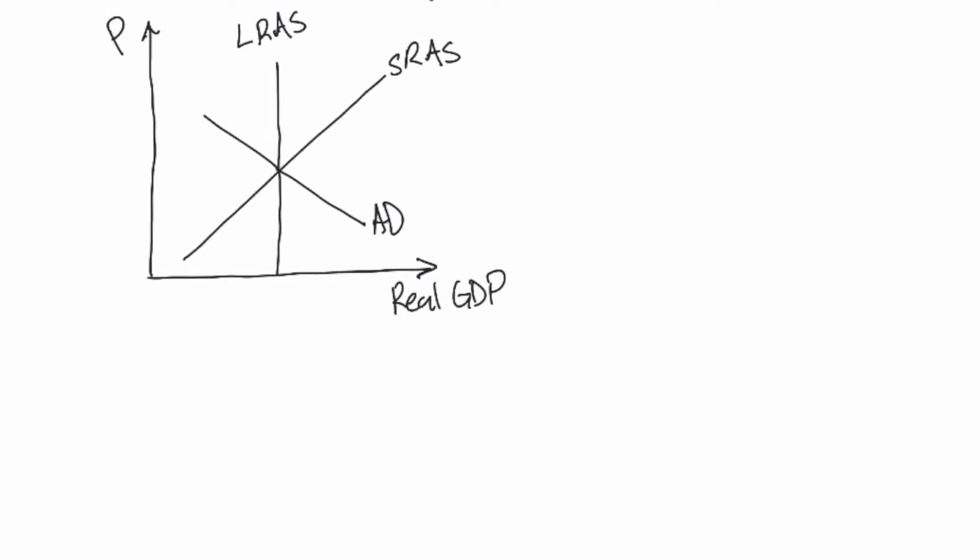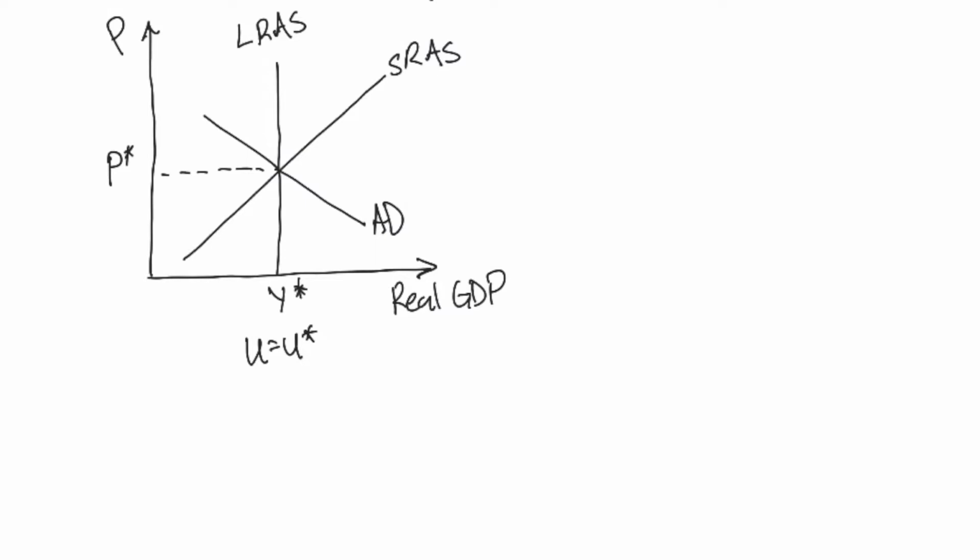Aggregate demand is downward sloping. The equilibrium price we're going to denote as P star, the equilibrium output Y star. Equilibrium output is where the unemployment rate is equal to the natural rate of unemployment. This economy is at equilibrium. It is satisfied. It's not going to change unless there's an outside force.